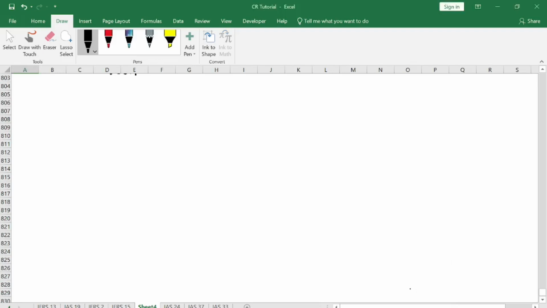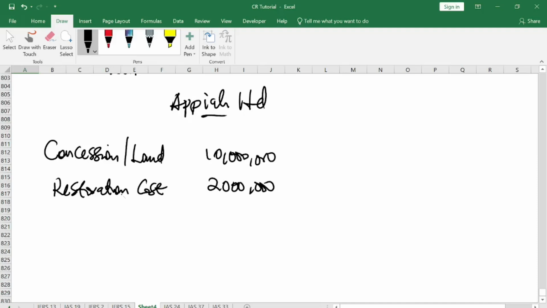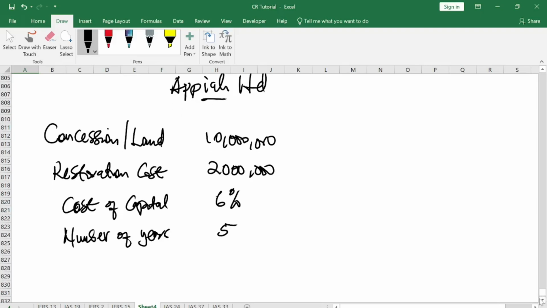So the name of the company is Appeal Limited. The concession on the land was acquired for how much? 10 million. Then they said restoration cost is around 2 million, and the cost of capital is 6%. Number of years for restoration? 5 years to do the restoration. This is the question. How do you go about it?